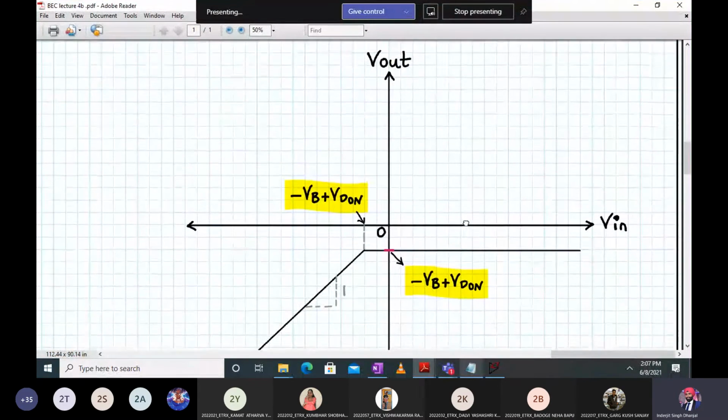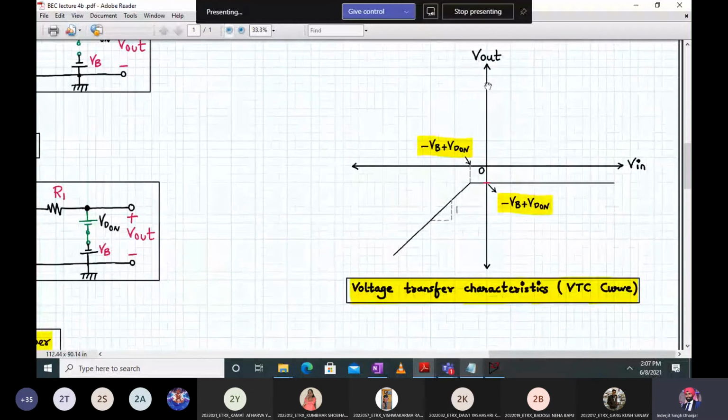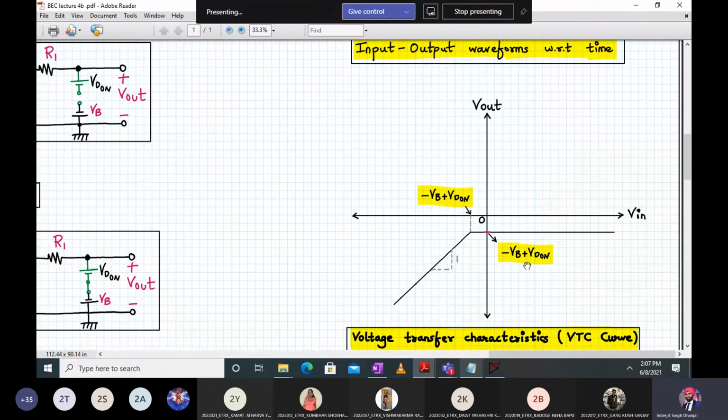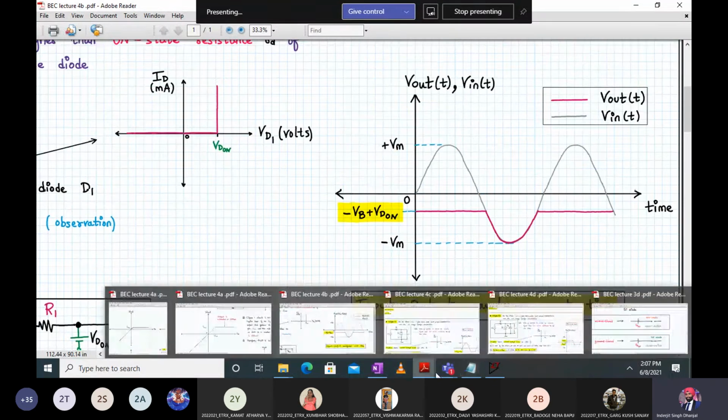That will also shift down, right? That will also shift down like this. Until the V in value reaches minus VB plus VD on, it will be like a straight line passing through the origin. Here it is a straight line not passing through the origin, but it is almost going there. And as soon as V in reaches that level, the output voltage will remain constant. That's how you quickly draw the voltage transfer characteristics and input output waveforms.